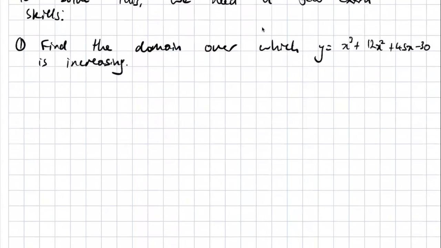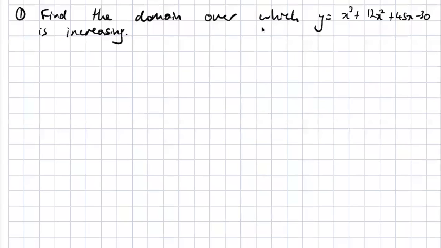Find the domain over which y equals x cubed plus 12x squared plus 45x minus 30 is increasing. This is a relatively straightforward question. To find where our original function is increasing, we first need to find the first derivative. So y dash is equal to: differentiating x cubed, we get 3x squared; differentiating 12x squared, we end up with 24x; differentiating 45x, we end up with just 45; and differentiating negative 30, because it's a constant, we end up with 0, so it just disappears.